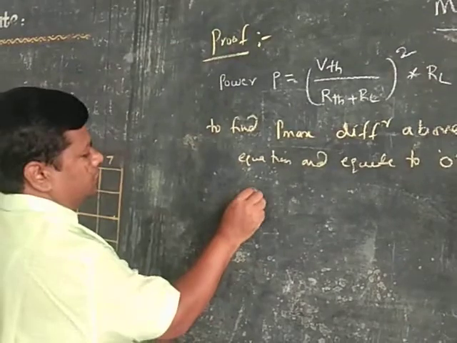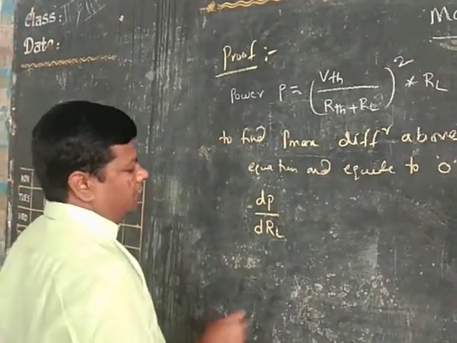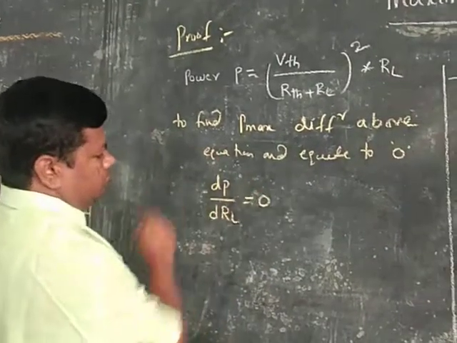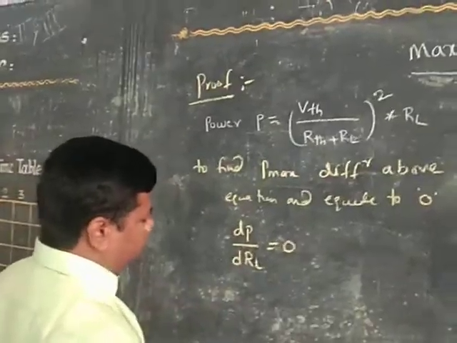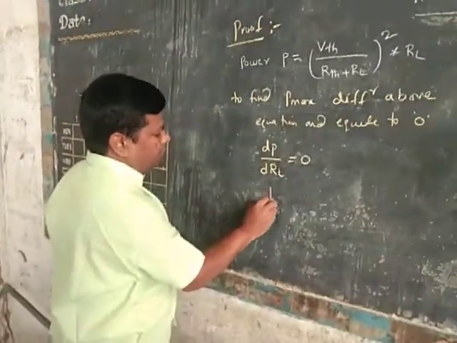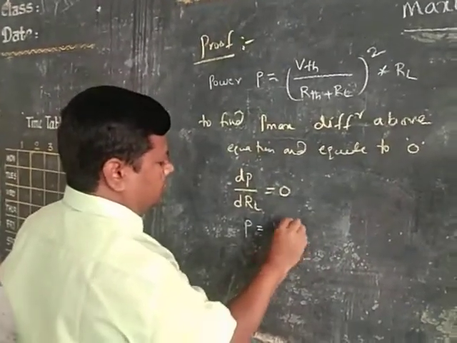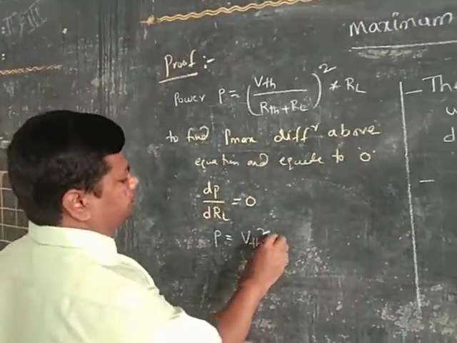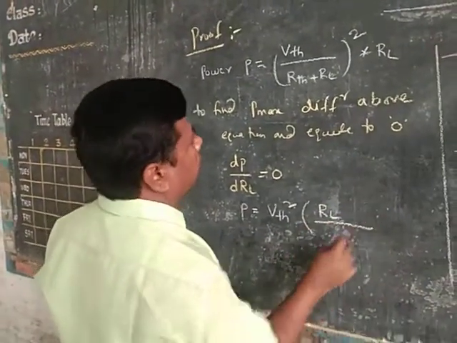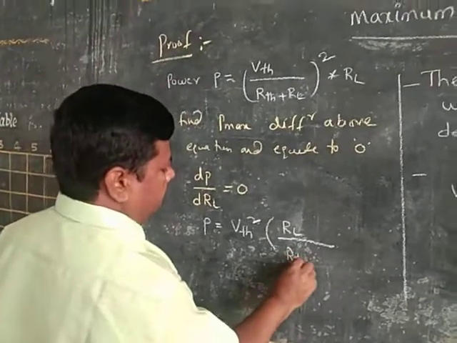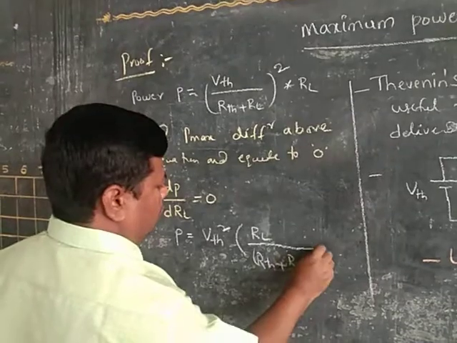That is dP by dRL equals 0. Differentiate the above expression with respect to RL. In this power expression P, V Thevenin is constant, V Thevenin whole square, and the remaining part is RL by R Thevenin plus RL whole square.